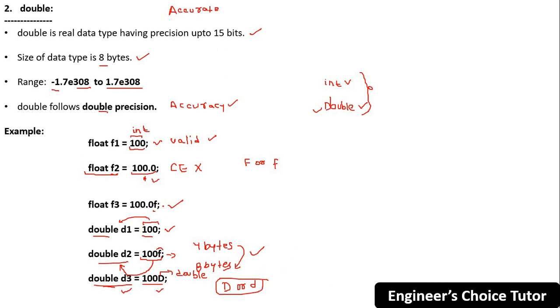So when we were not specifying anything and we were passing a floating point value, in that case it was considering it as double, because the default data type for floating point numbers is double, and for integer numbers it is int. Remember this point. Now let's see the next, the boolean data type.